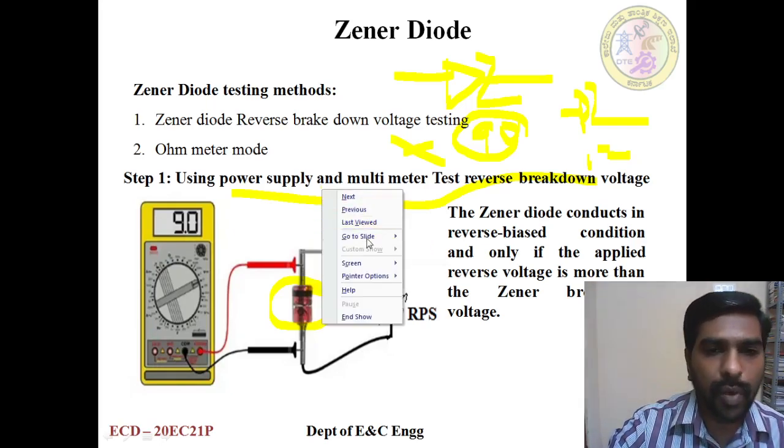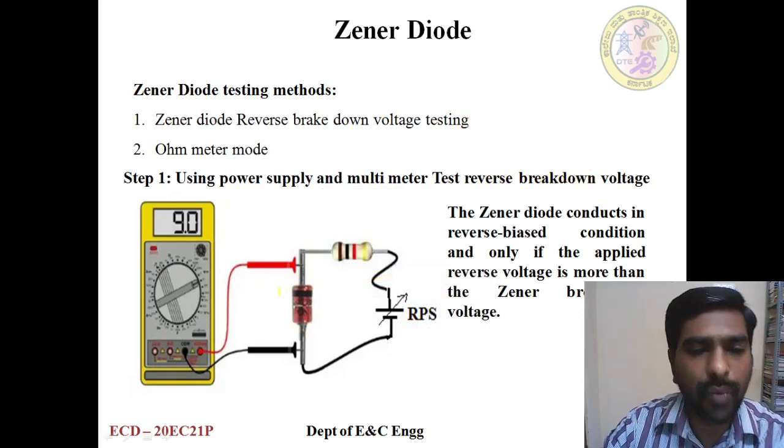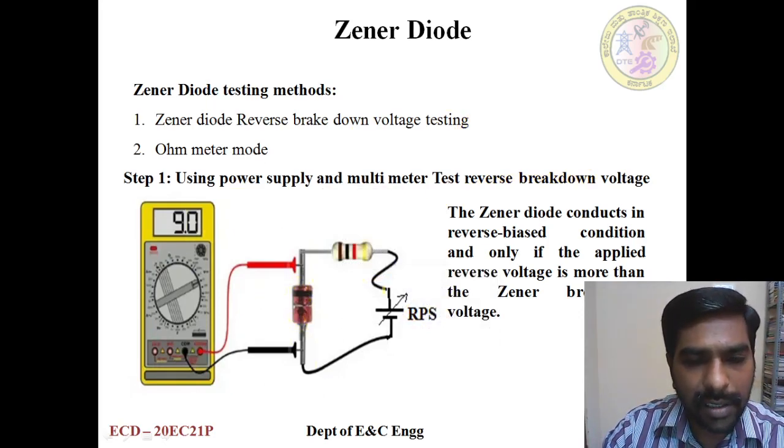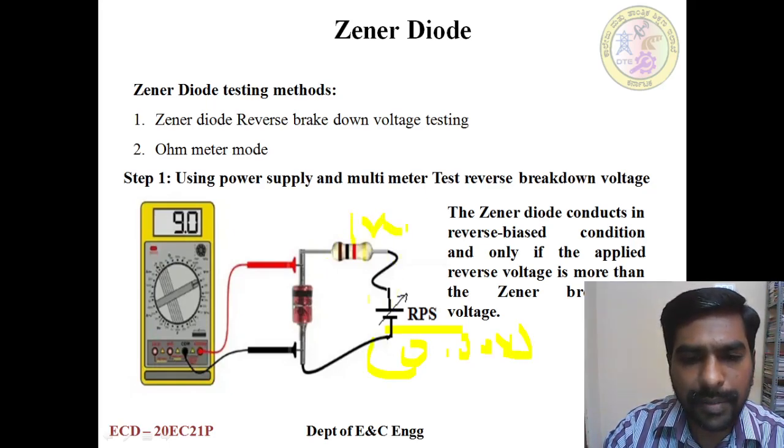So this is one mode. The other mode is the ohm meter mode. We can use either of these modes and test. This is one good way to test the Zener breakdown voltage. See here, this is the combination. You have to connect a regulated power supply of 0 to 30 volt with one small resistor. You can take a 1 kilo ohm resistor, and you have to connect it in reverse bias. Reverse bias means the positive has to connect to the cathode, and the negative to the anode.